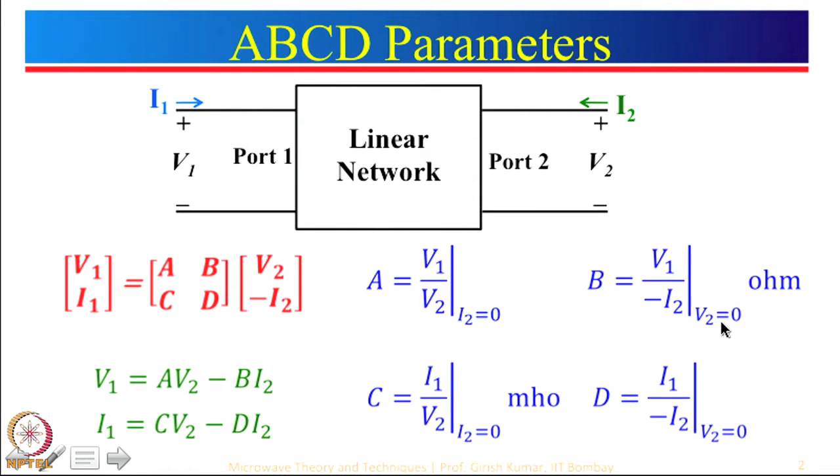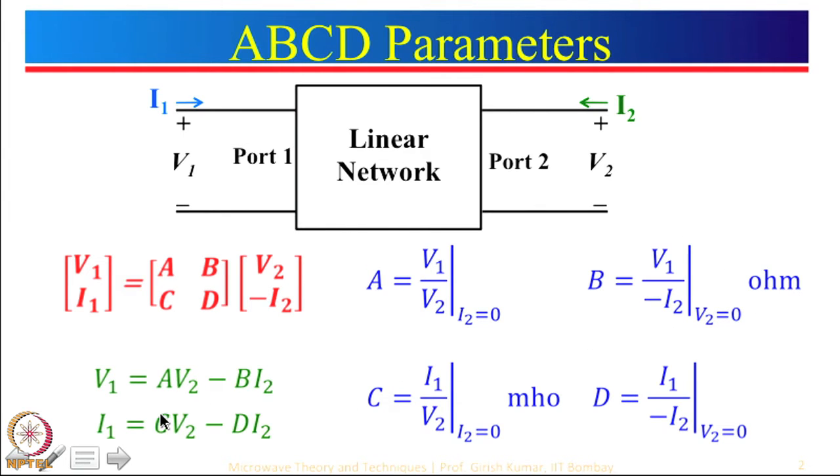So, if you put V2 equal to 0, then V1 divided by minus I2 will be equal to B. Now, as you can see, this is voltage divided by current. So, the unit of this will be ohm, or you can say this will represent the impedance value.